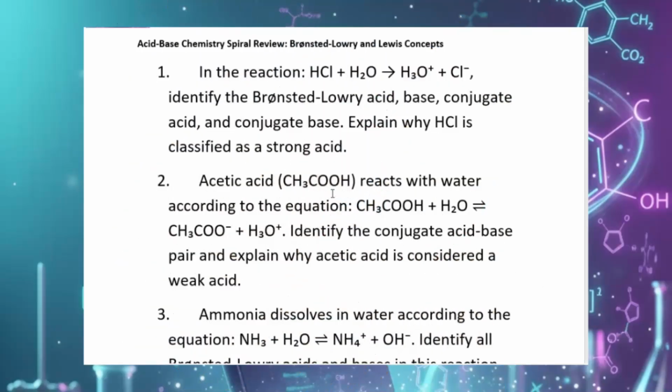Let's get it. So, on this first part, it says in the reaction, HCl plus H2O produces H3O plus and Cl minus. Identify the Brønsted-Lowry acid and base, conjugate acid, and conjugate base. Explain why HCl is classified as a strong acid.